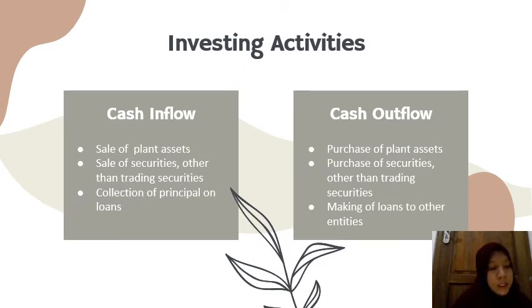Investing activities that result in cash inflows are sale of plant assets, sale of securities other than trading securities, and collection of principal on loans. Investing activities that result in cash outflow are purchase of plant assets, purchase of securities other than trading securities, and making of loans to other entities.